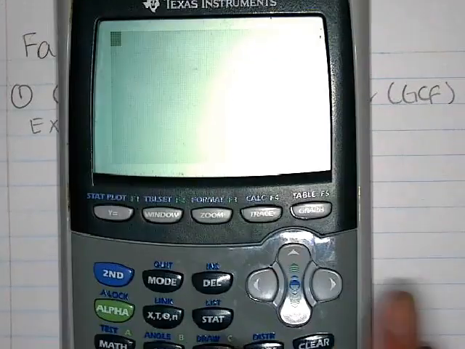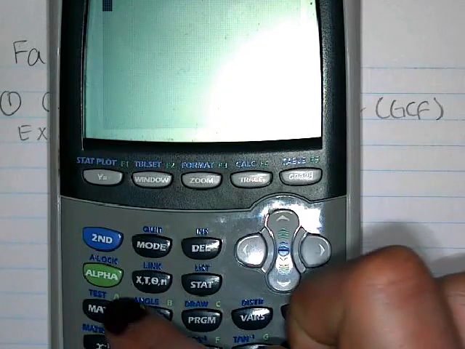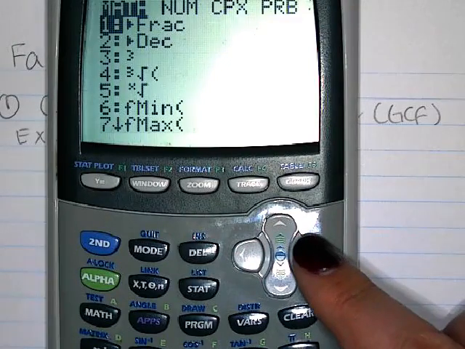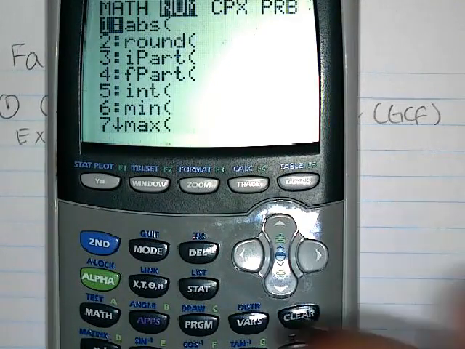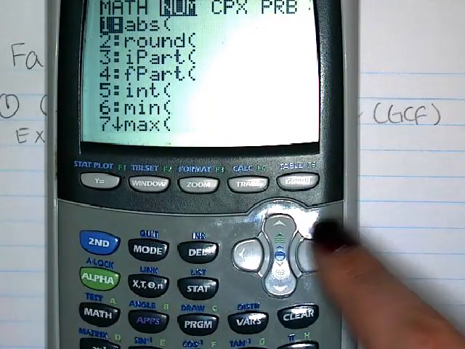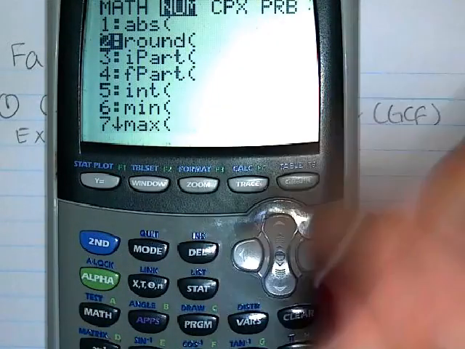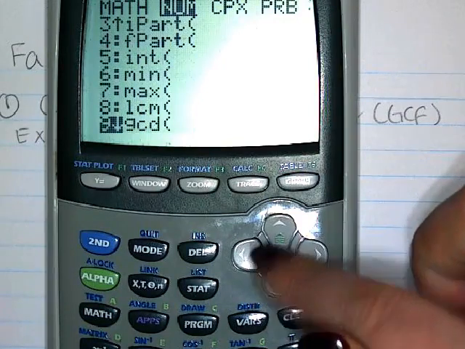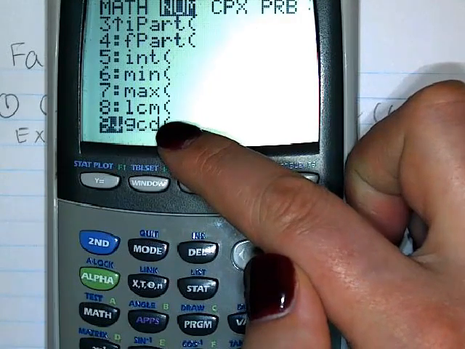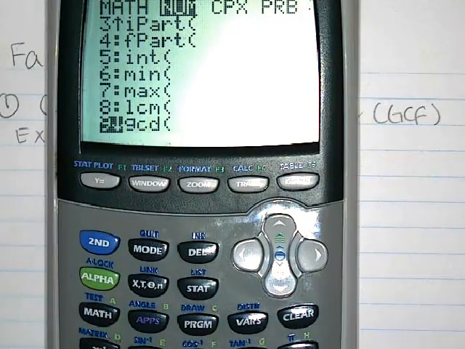So if you look at your calculator and you hit the math button, math right here, and you go over to number, so math, it's under the green button. Math, and you go over to number. It's the second column. And you go down, and I think it's number 9. Yes. Number 9 says greatest common denominator. We're not going to use it for a denominator because we're not dealing with fractions, but it's going to serve our purposes.